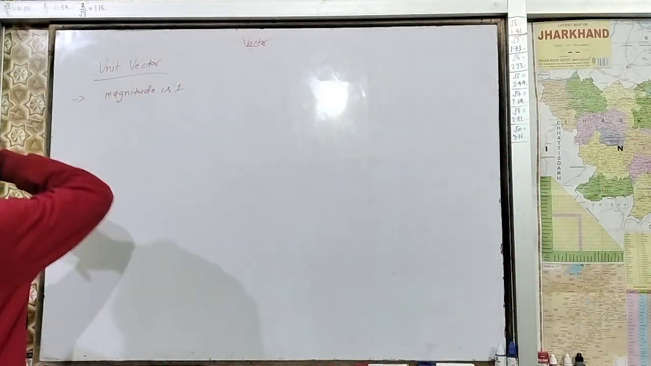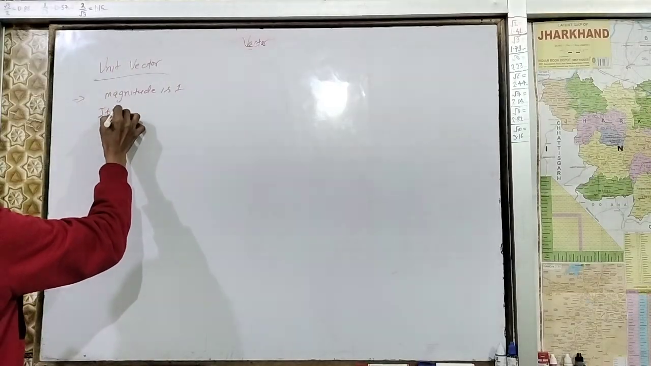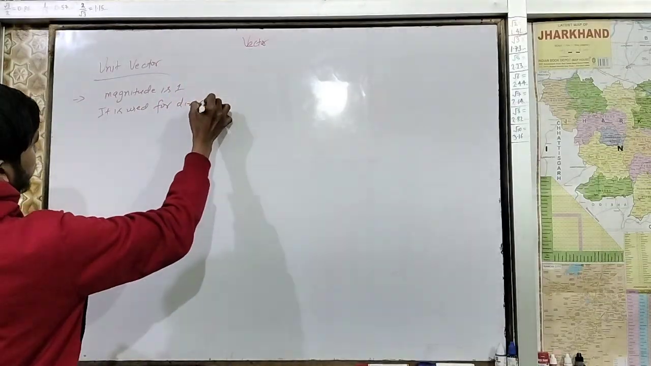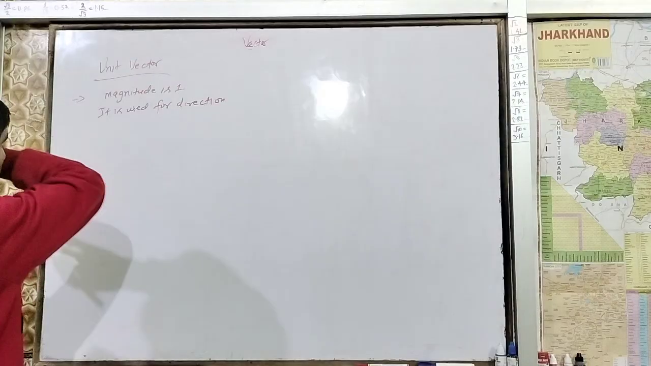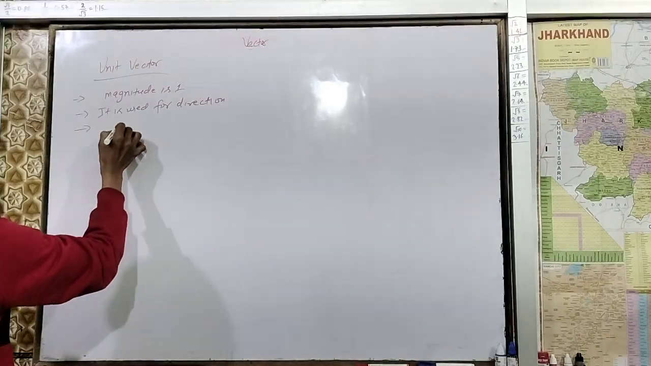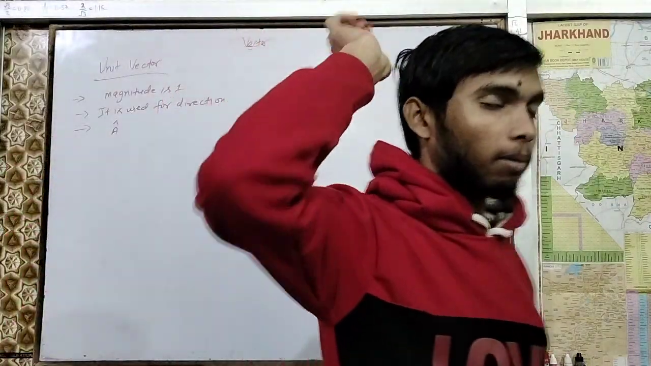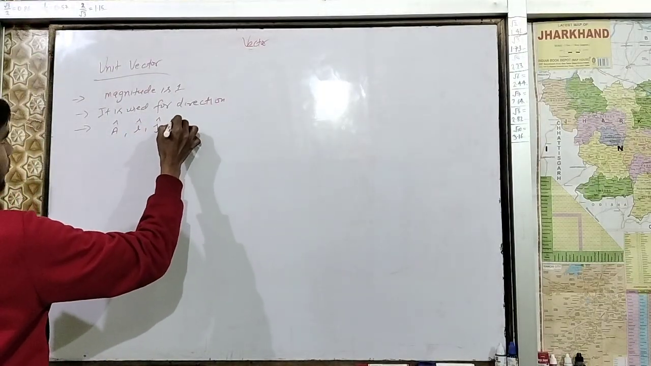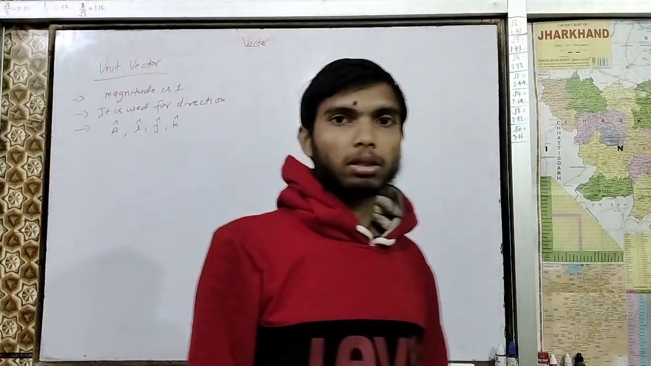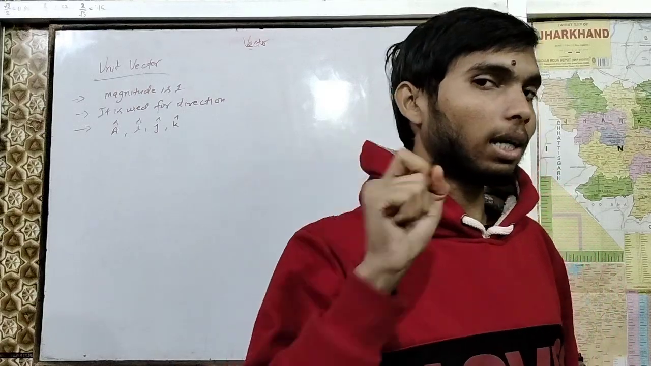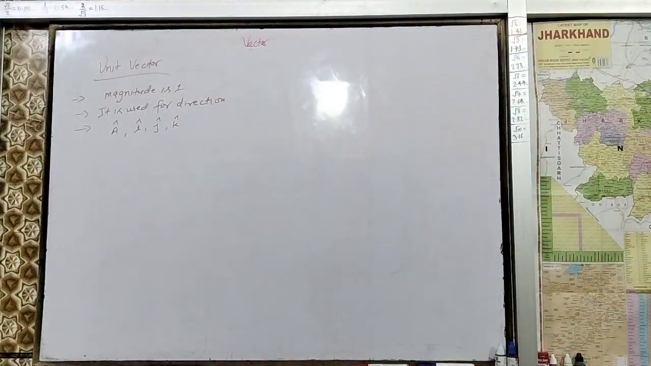It is used especially for direction. To give a direction we use this. So the symbol for unit vector would be what? The symbols are like this: a cap, b cap, i cap, j cap, k cap. Remember, this cap is being used for direction. Magnitude is 1.